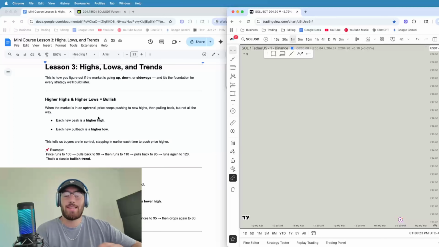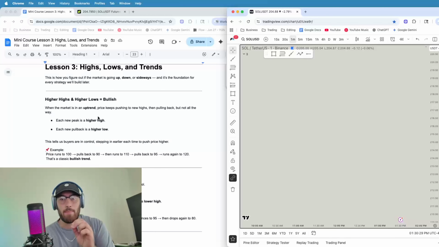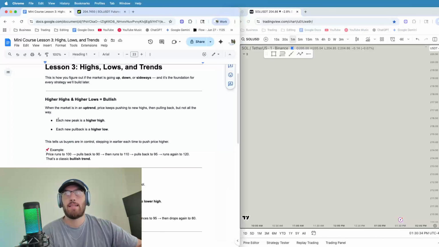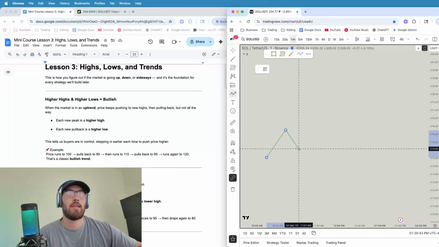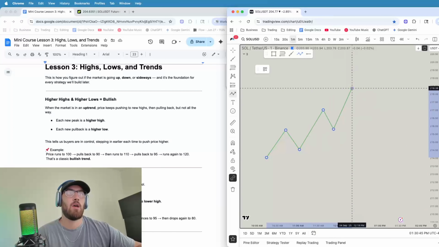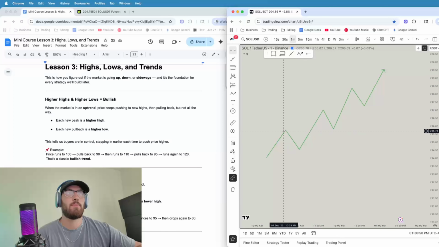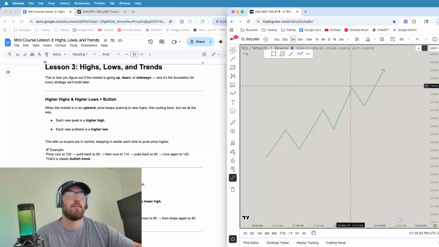So when the market is in an uptrend, that is one of the ways the market moves, price keeps pushing to new highs, then pulling back, but not all the way, because if it pulls all the way back, that isn't an uptrend. In an uptrend, each new peak is a higher high, each new pullback is a higher low. So what that is saying is if we're in an uptrend, we're constantly getting higher highs and higher lows. This is what they mean. Every single high is higher than the previous one. So this high, this high, this high, they're constantly higher than the previous one.